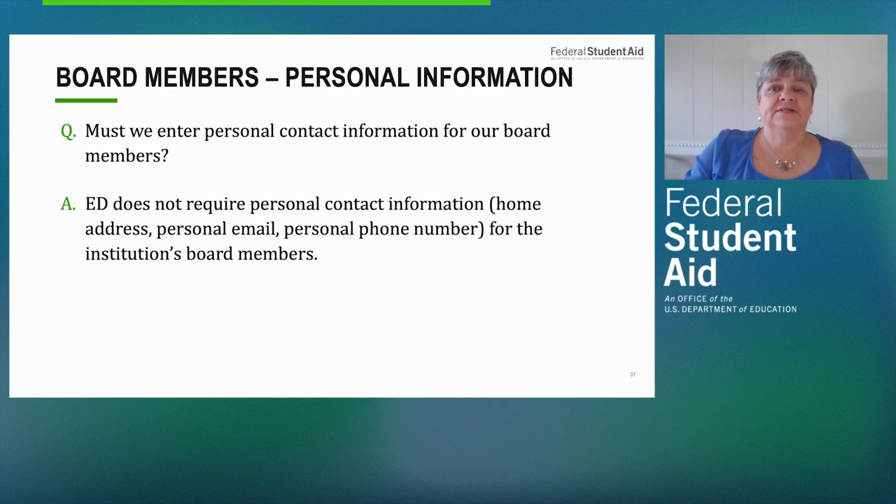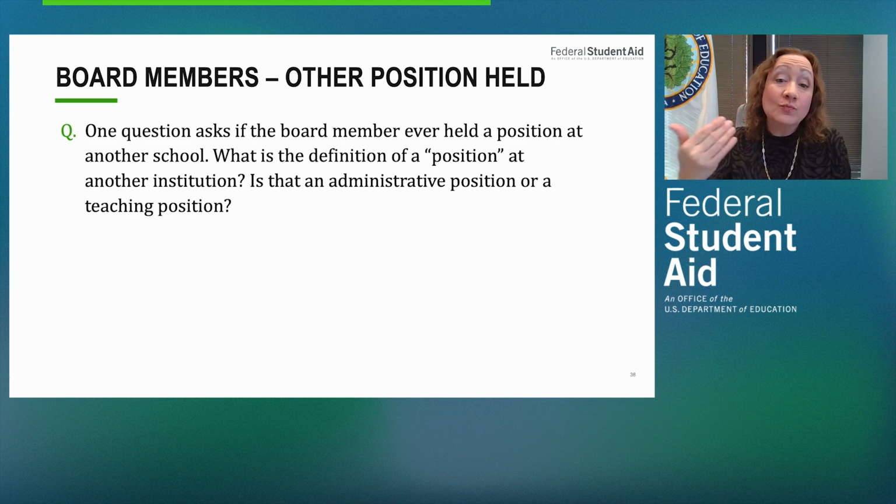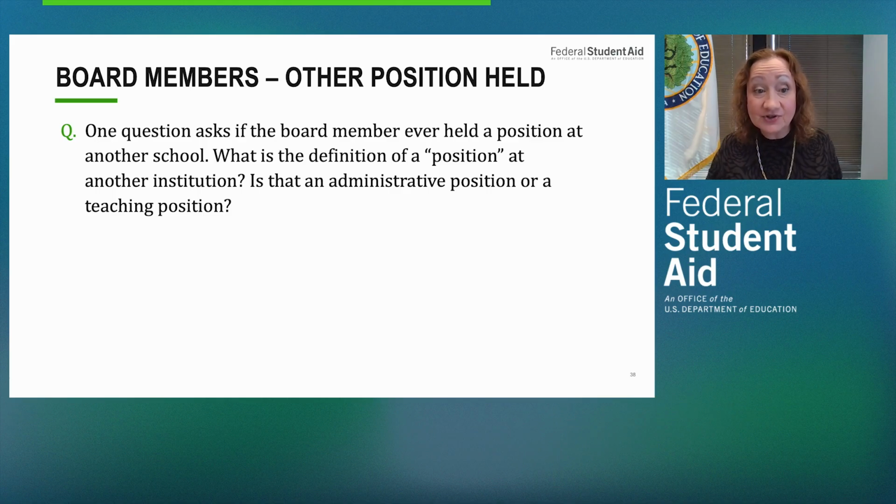For each board member, you must also answer 3 questions that are related to past performance under the financial responsibility regulations. And this next question is about one of those questions related to past performance. It says, one question on the EAP asks if the board member ever held a position at another school. What is the definition of a position at another institution? Is that an administrative position or a teaching position?